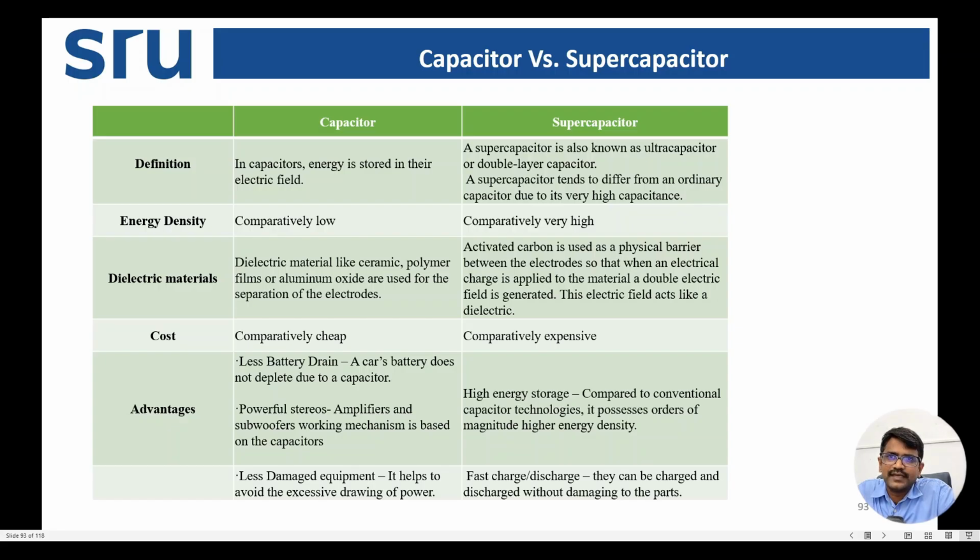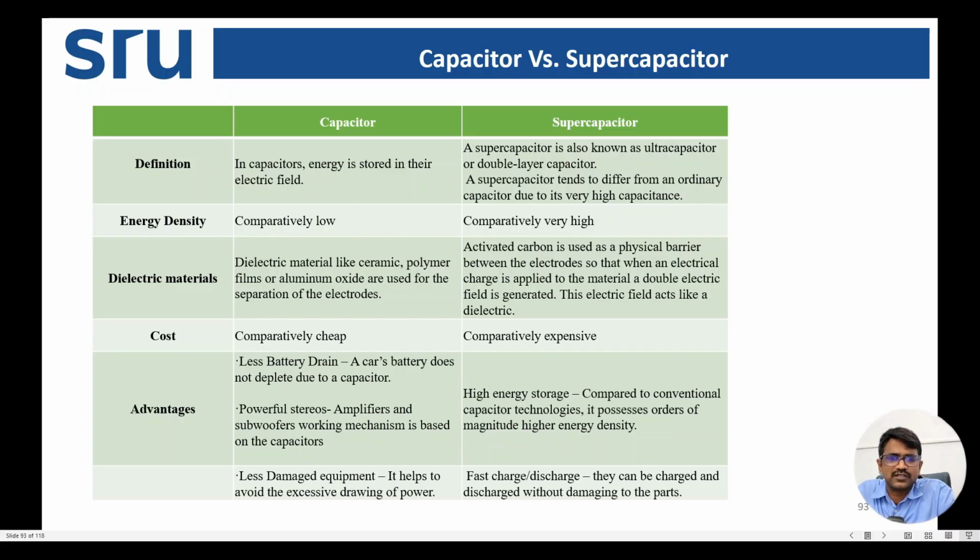Okay, so high energy storage: compared to conventional capacitor technologies, it possesses orders of magnitude higher energy density. It can store higher energy. Also, there is less damaged equipment, as it helps to avoid the excessive drawing of power. Supercapacitors have a longer life cycle time. We can use them for even thousands and thousands of cycles.